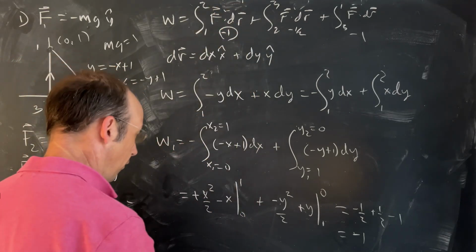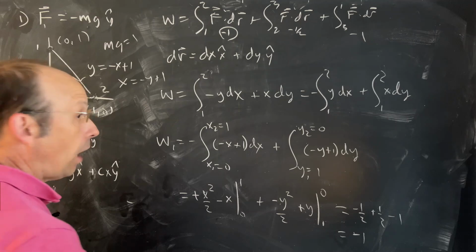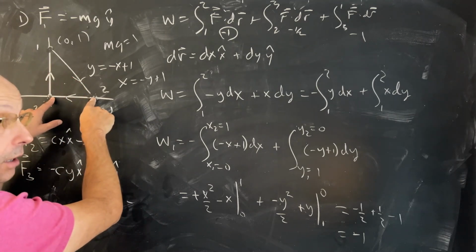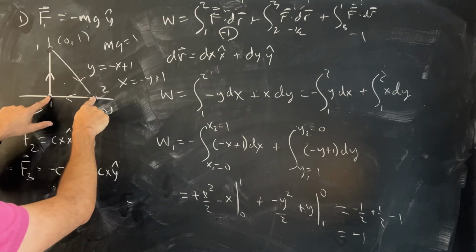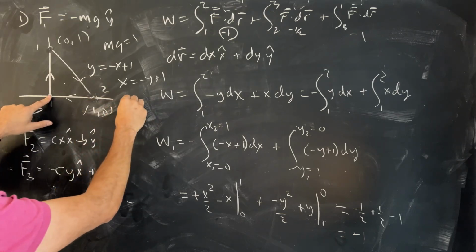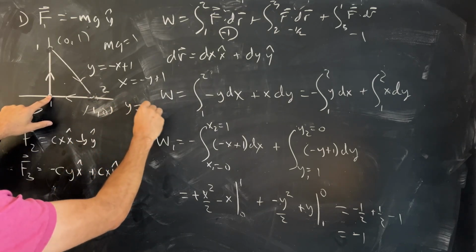Final answer. Could be wrong. Okay. Now I want to do the next path right here. Along this path, I have a different equation. What's the equation of this line right here? The equation of this line is y equals 0.